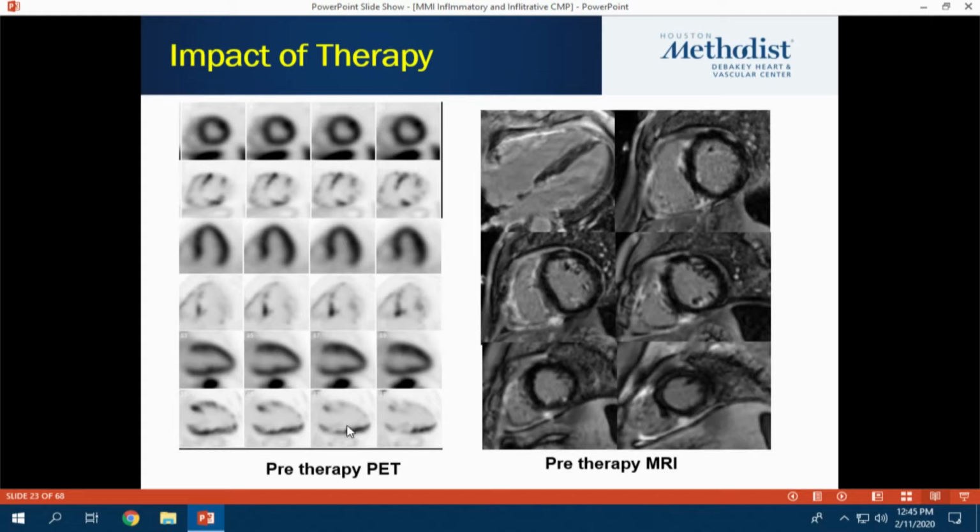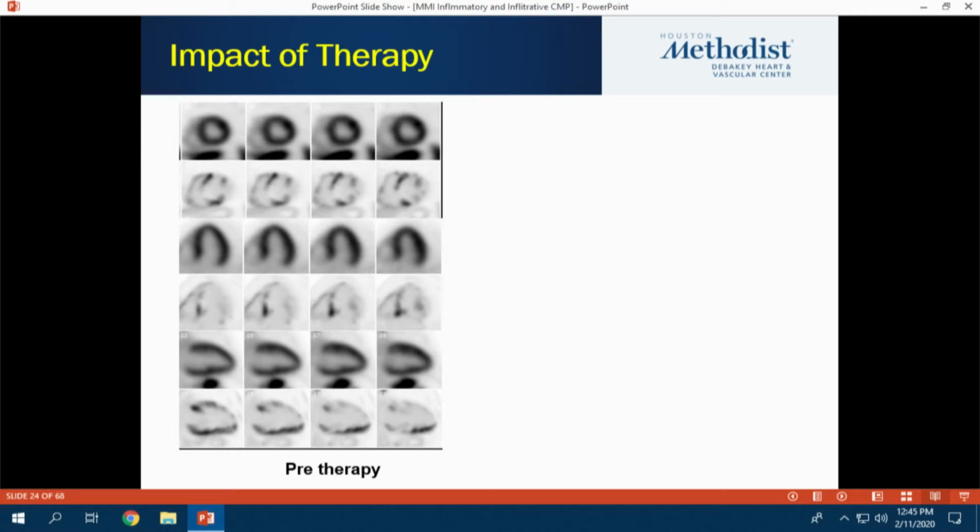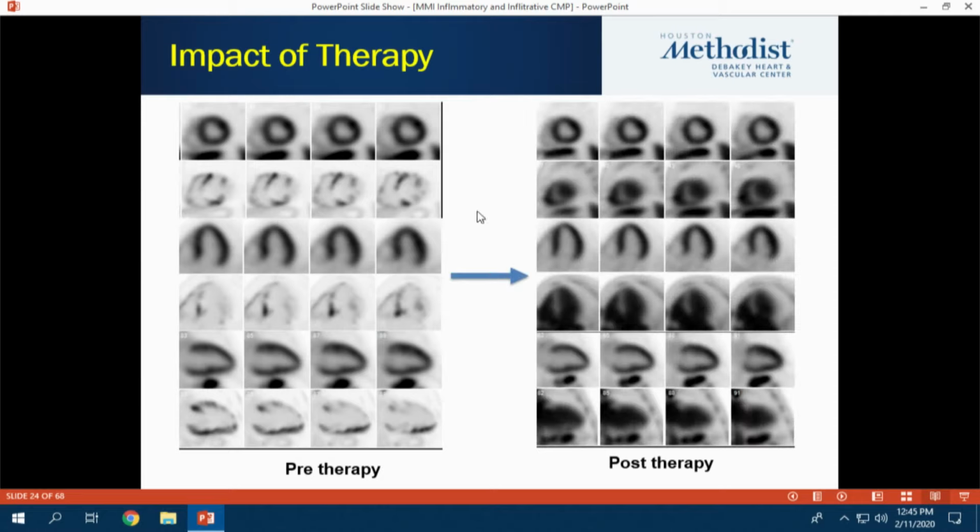So we called him positive for inflammatory cardiomyopathy. We referred him to our expert here, and she put him on the therapies that are needed, steroids and CellCept.